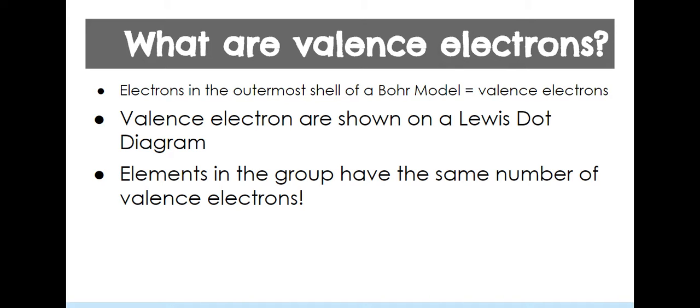Let's just remind ourselves what are valence electrons before we move any further. They are the electrons in the outermost shell of a Bohr model. Those are your valence electrons. They are also the electrons that are shown on your Lewis dot diagrams, and all elements in the same group have the same number of valence electrons. So if an element is in group 18, like neon, for example, it would have 8 valence electrons, while an element in group 1, say for example, hydrogen, would only have 1 valence electron.